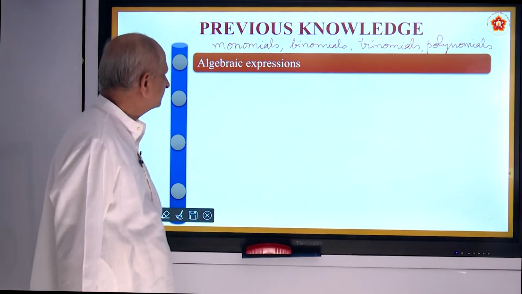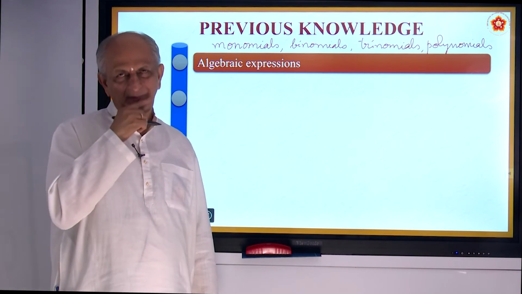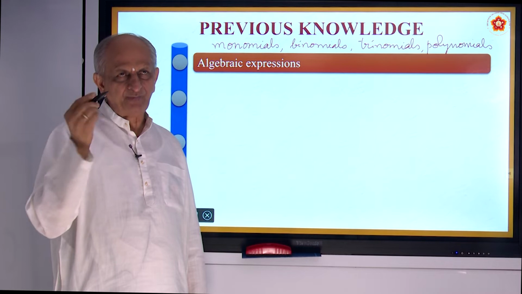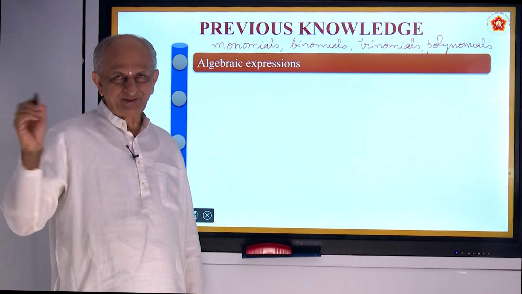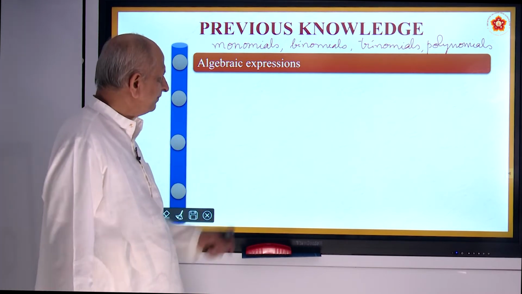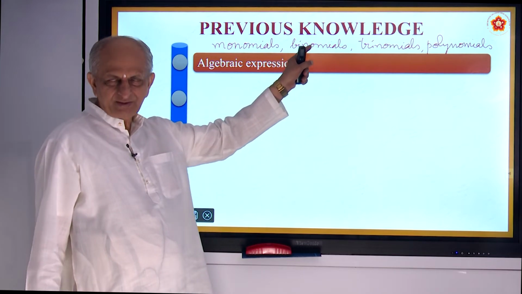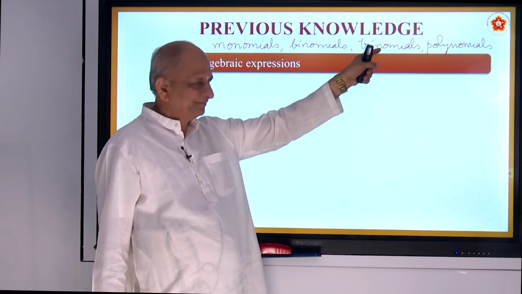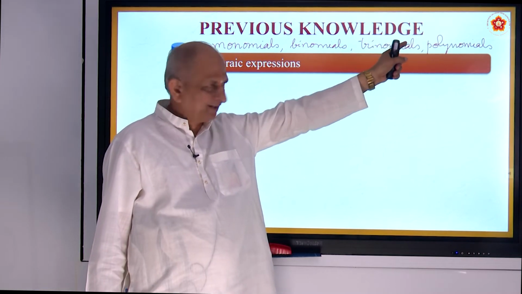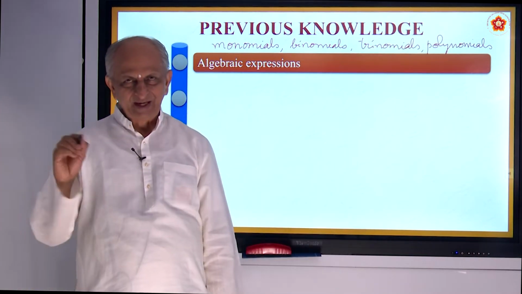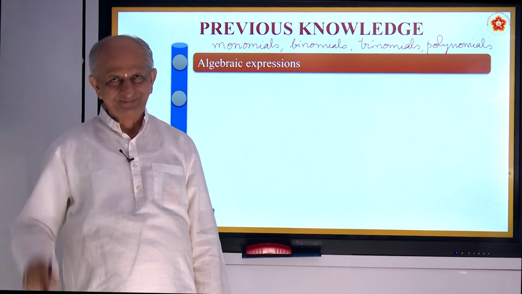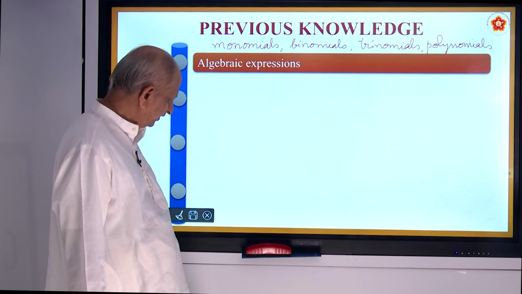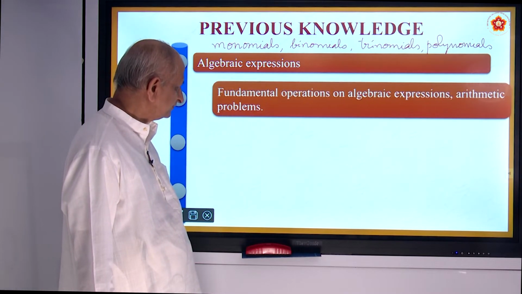Okay. To give example, monomials means A, B, X, Y, Z, half BH, 1/3 XYZ, etc. Binomial means X plus Y, A minus B, etc. Trinomial means A plus B plus C, X plus Y plus Z, etc. Polynomial means A plus B plus C plus D. Okay. Of course, this is just a revision of what you have seen in the previous class.